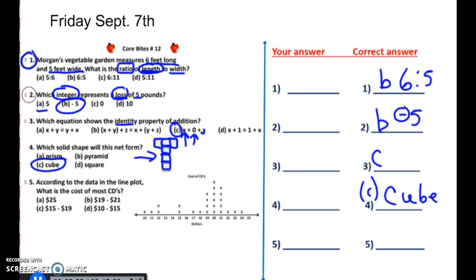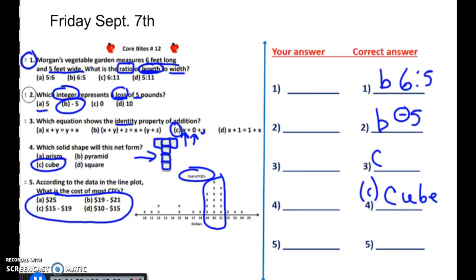Number 5, you're given a line plot, and the title of the line plot is Cost of CDs. And the question is asking you which of these intervals of money shows the cost of the most CDs. So if you will look on your line plot, most of your X's, which represent the CDs, fall in that range right there. So if you will pause the video and draw that on your paper.